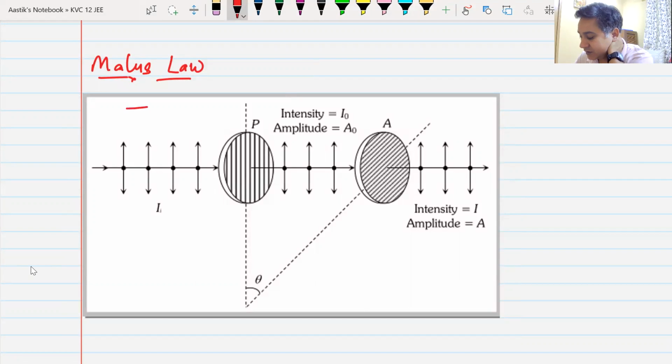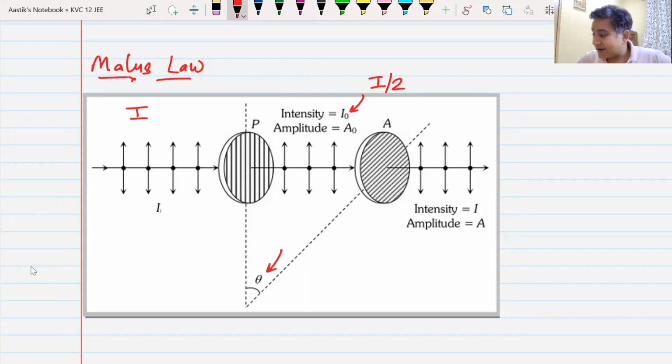Here I start with the unpolarized light I. After the polarizer, it becomes I naught. This I naught is nothing but I by 2. Do we understand this? Now I have this polarizer and analyzer. Their transmission axes are not parallel and they are not perpendicular. They have an angle theta between them. Do you see this angle theta between them? Yes, sir.